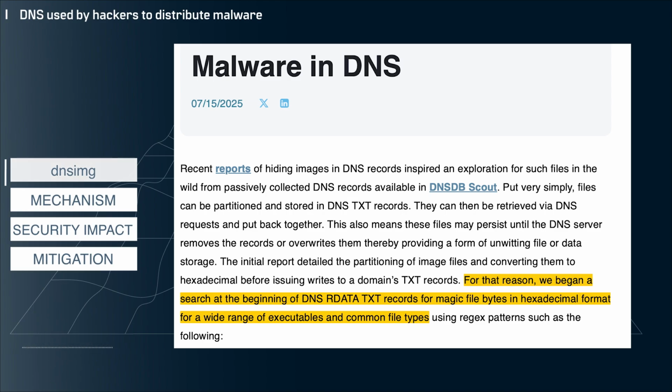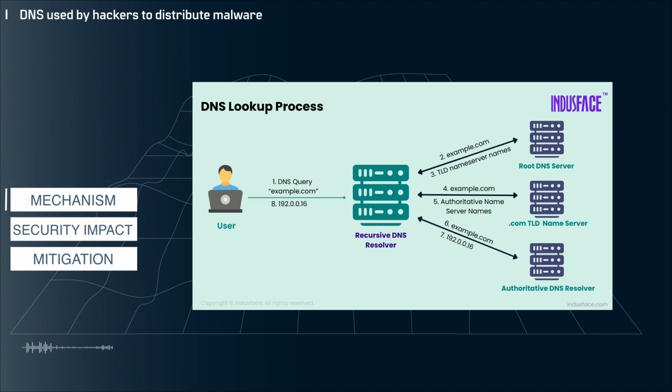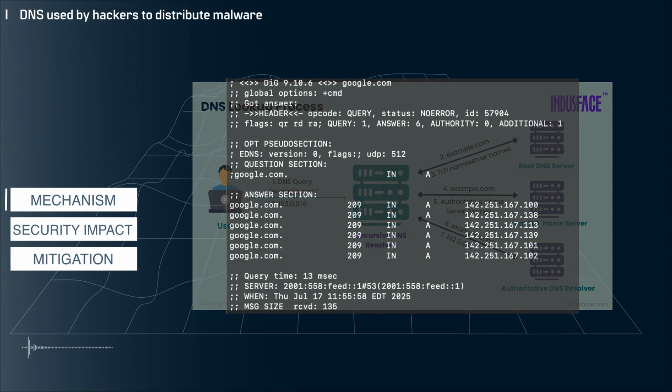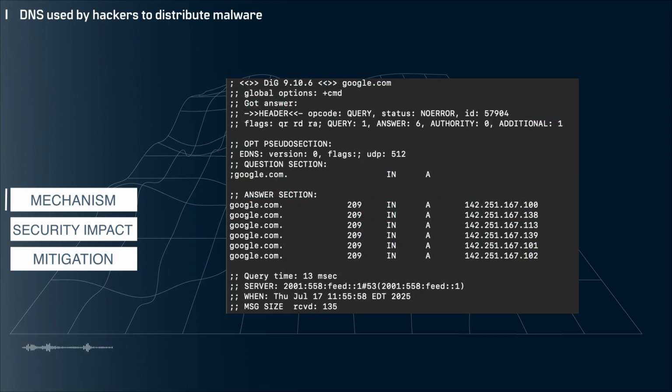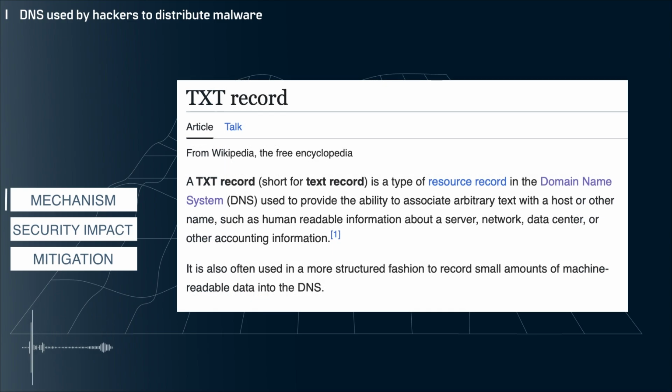So how does it work? If you're not familiar with it, DNS is the backbone of the internet. It's a system to convert human-readable domain names into IP addresses that machines can connect to. And every internet domain has various records that it maintains that maps domain names to IP addresses. And there's various types of these records. One is a text or TXT record, and these records can hold up to 2,048 characters.